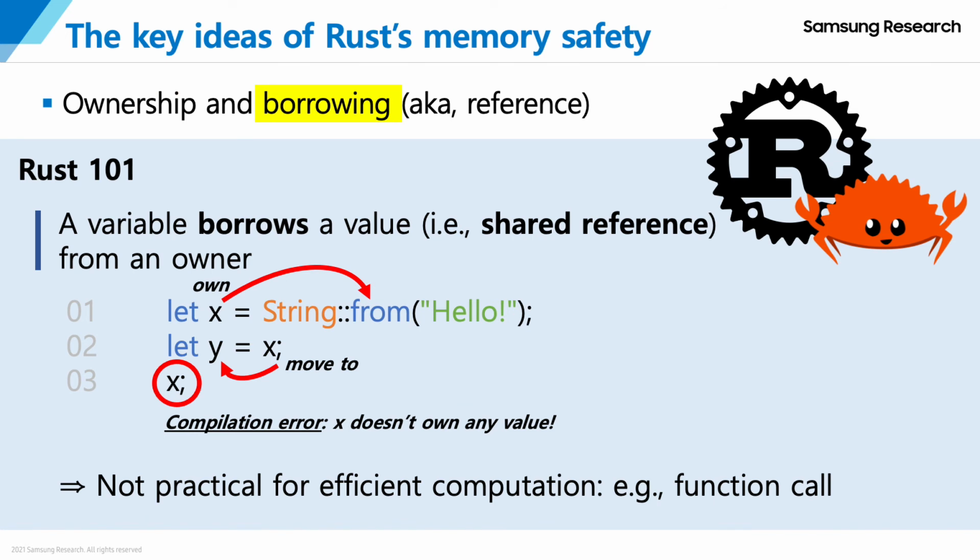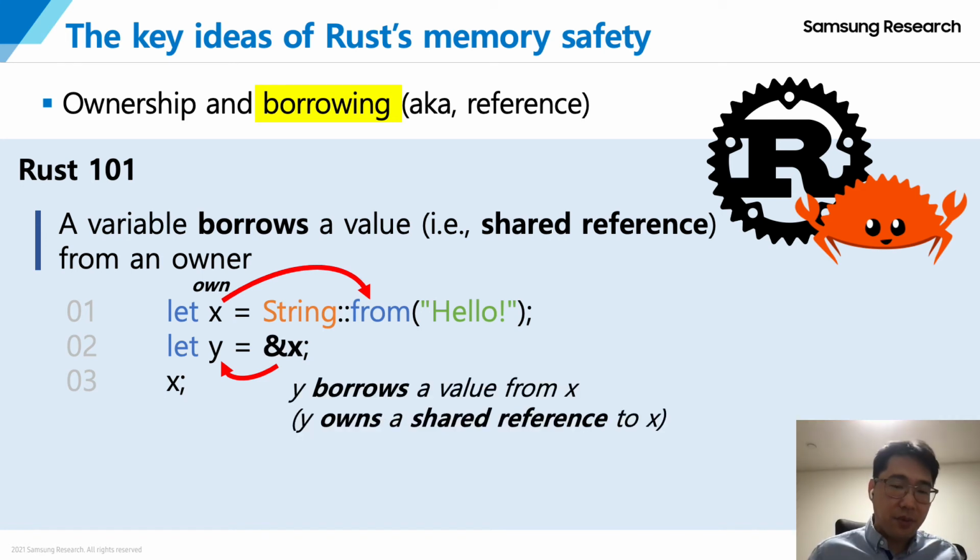The ownership-based approach is great for resource management, but results in very suboptimal code for memory allocations and deallocation. Not only that, it's very inconvenient to use. In this example, once the x value moves to y, any access through x results in a compilation error. To be practical, Rust provides the concept of borrowing, also known as references.